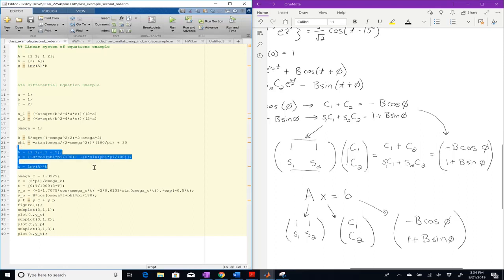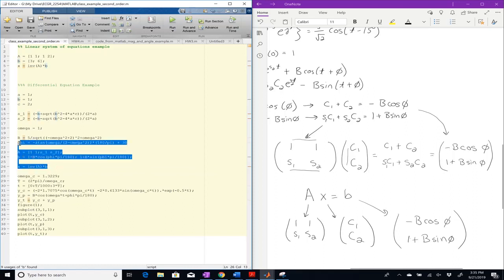Okay? So let's look at my A. My A is 1, 1, semicolon, S1, S2. The semicolon gives me a new line. And then I say minus b times, so this is the b vector here, minus b times cosine phi, and notice I have that pi over 180 to convert from degrees to radians. Then I have a semicolon to go to another line. And then to solve for x, I have this line right here, so I say the inverse of A times b.